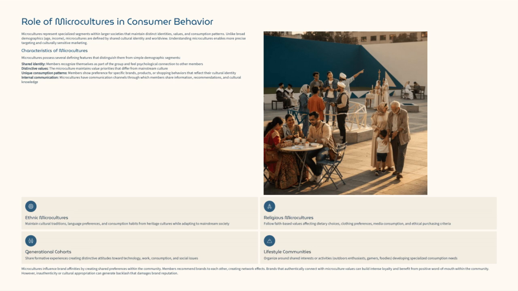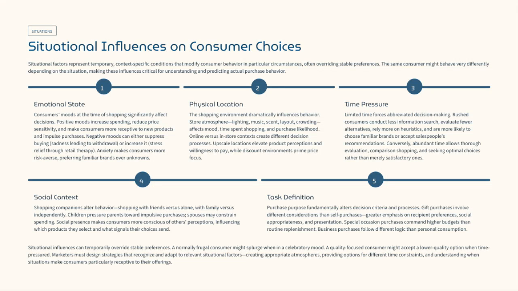identities and community bonds. Situational influences are powerful because they can temporarily override our stable preferences. For example, a consumer who is usually very frugal might decide to splurge if they're in a celebratory mood. Similarly, someone who typically focuses on quality might accept a lower quality option if they're pressed for time. This highlights how important it is for marketers to recognize these factors and adapt their strategies accordingly. Creating the right atmosphere, offering options for different time constraints, and understanding when consumers are most receptive are all key to influencing decision-making in the moment.